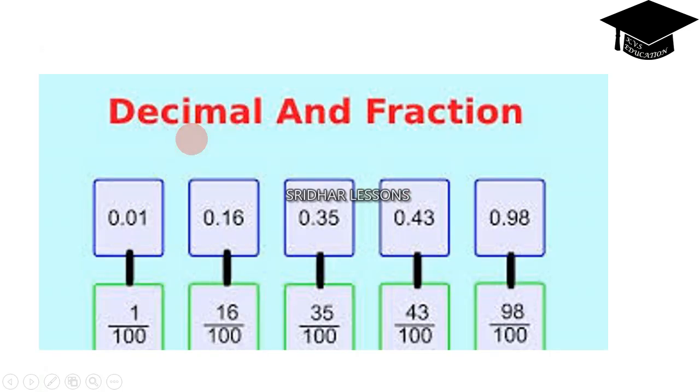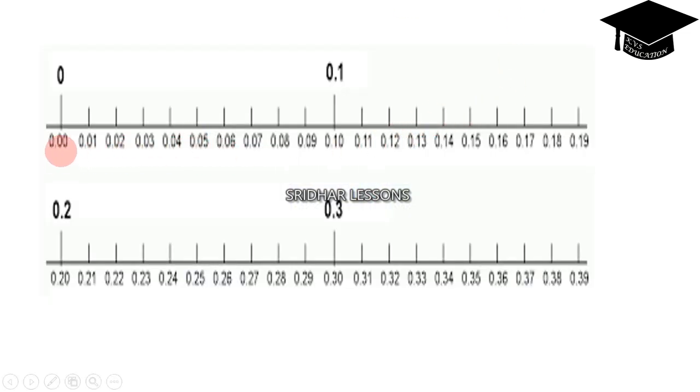See, this is one more example. 0.00, 0.01, 0.02, 0.03, 0.04, 0.05, 0.06, 0.07, 0.08, 0.09, after that 0.1, or else it is called 0.10. Similarly, 0.2 can be represented as 0.20, 0.21, 0.22, 0.23, 0.24, 0.25, 0.26, 0.27, 0.28, 0.29 and 0.3, or we can call this 0.30.